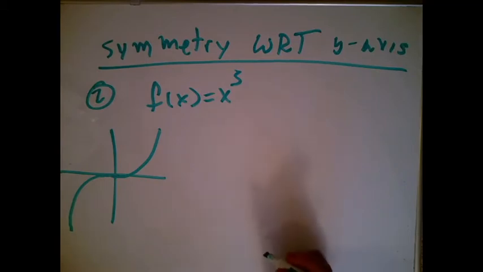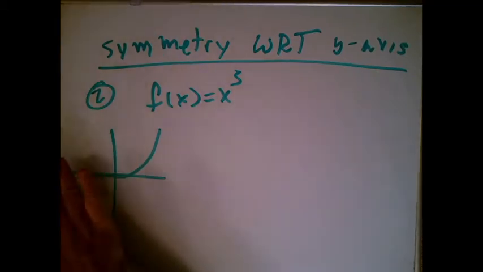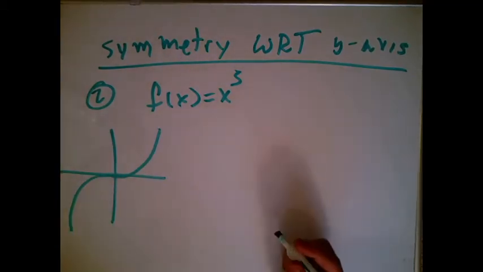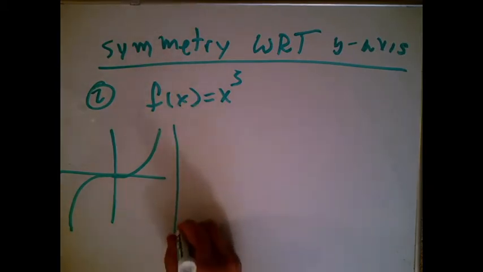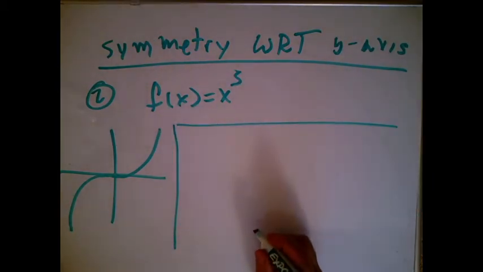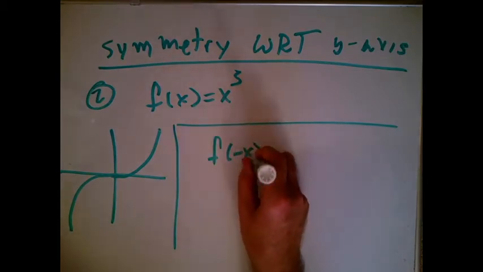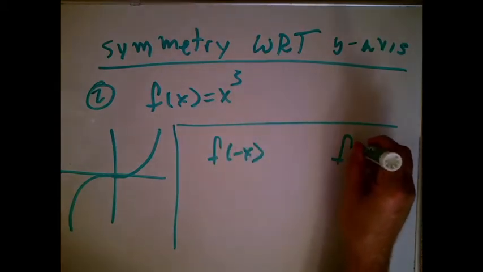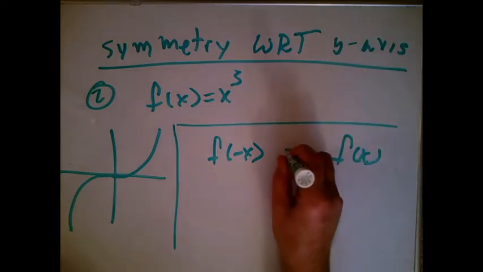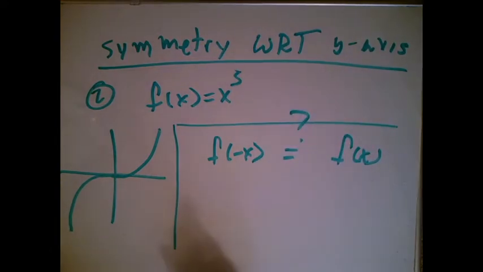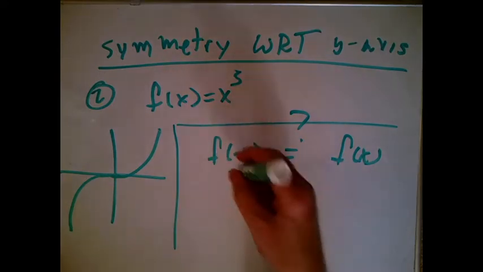You can see that it's not symmetric with respect to the y-axis. If I fold this over, I'm getting a very different graph. That should mean that the check shouldn't work. So what does the check say? The check says plug in minus x for x and compare that to your original function. If you get the same answer, it's symmetric with respect to the y-axis. Now f of x here, there's nothing to do, that's just x cubed.